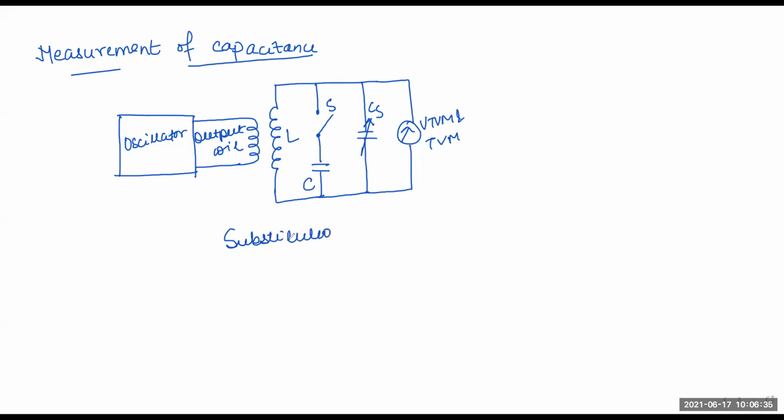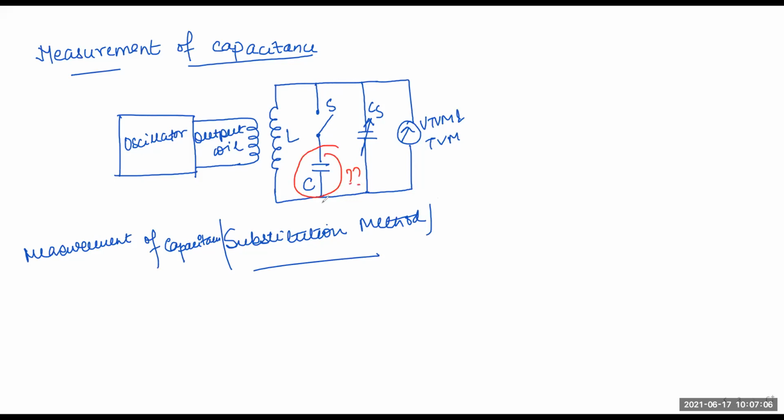Substitution method: measurement of capacitance by this substitution method. This is a simple circuit for measurement of capacitance C. Which capacitance do we have to measure? This one. This C is unknown to us. And this C is connected in parallel with a variable capacitor.